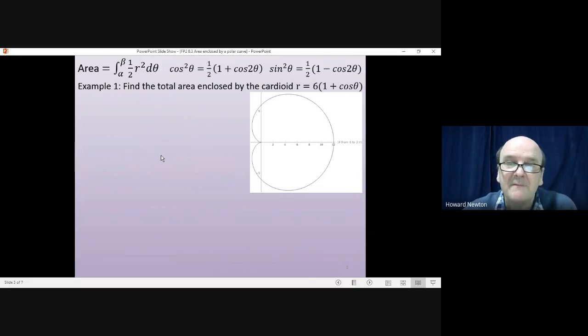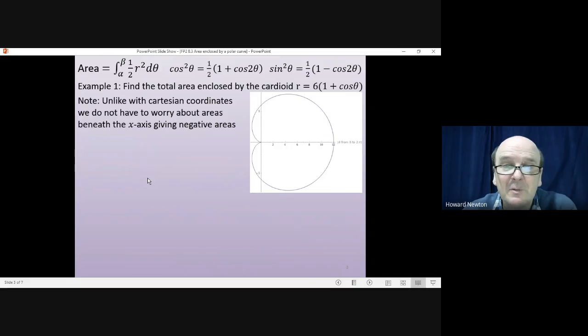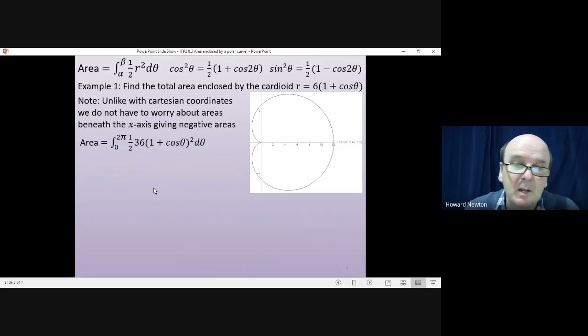Okay, example 1. Find the total area enclosed by the cardioid, r equals 6 into 1 plus cos theta. The first thing to note is that unlike with Cartesian coordinates, we don't have to worry about areas beneath the x-axis giving negative areas. Now, because the curve is symmetrical, if you wanted to, you could find the integral from 0 through to pi and then double that to get the whole area. What I will do is I'll just do it in one go, and I'll do the total integral from 0 to 2 pi. I'll let you have a go at finishing that question off yourself. So pause the video, have a go at completing it, and then come back to me when you're ready.